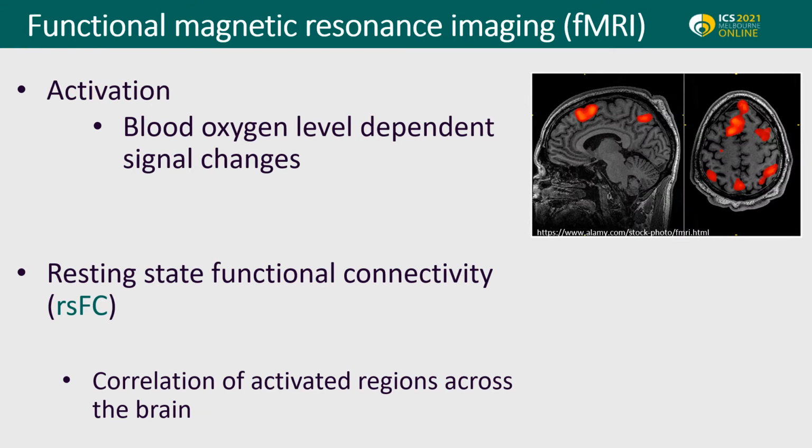Functional MRI is a type of functional neuroimaging where biomarkers for bladder dysfunction and mood disorders have been described. Activation is measured by blood oxygen level dependent signal changes. Correlation of those activated regions across the brain can provide information on functional connectivity. The focus for this study was resting state functional connectivity.